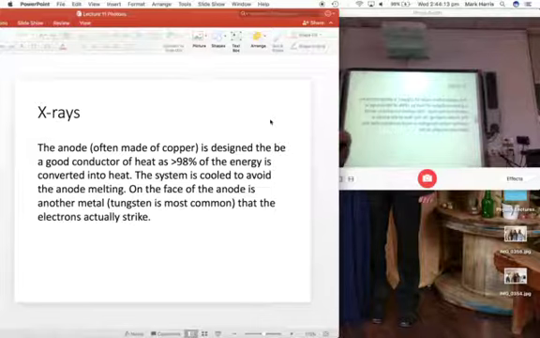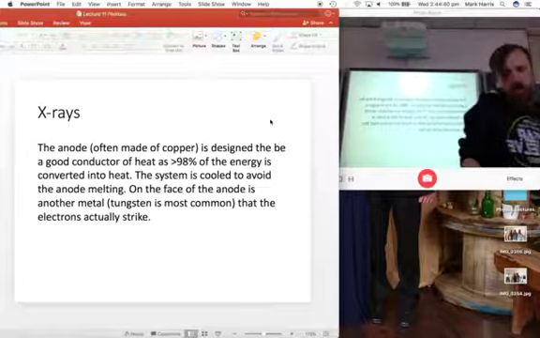The system is cooled, so you've been in for an X-ray and you've noticed they're really, really cold in there. Have you noticed that before? It's because they are cooling these things as much as they can, because they do break down really quickly if they don't get cooled. The surface that it's hitting is most commonly tungsten, which is relatively rare, and that's where the electrons actually strike.